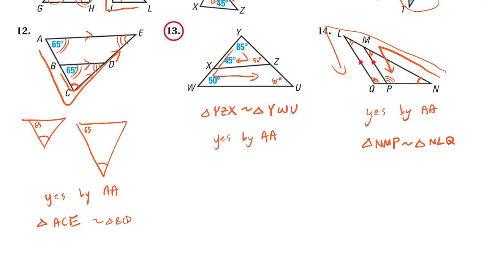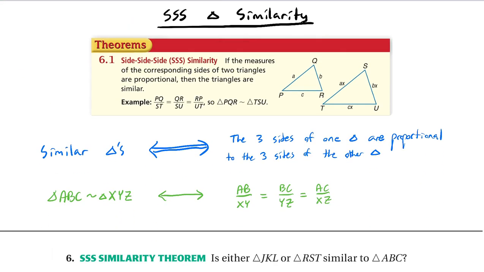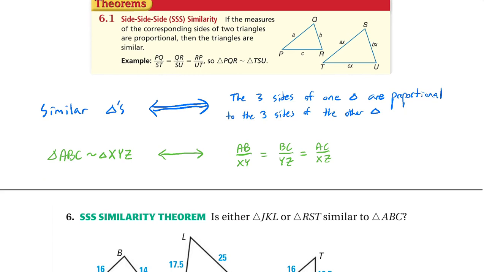Cool, so that was using AA. But then we have SSS similarity. If all three sides of one triangle are proportional to sides of the other, then the triangles are similar. And I broke it down into symbols, okay? Symbology. So here, two triangles are similar if and only if the ratios of their sides are equal.